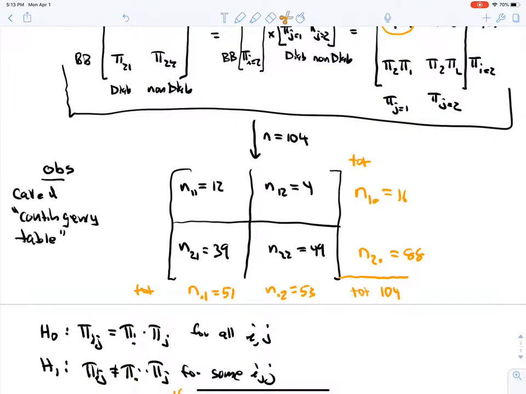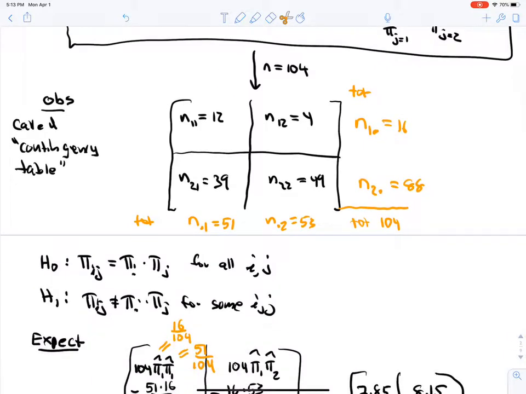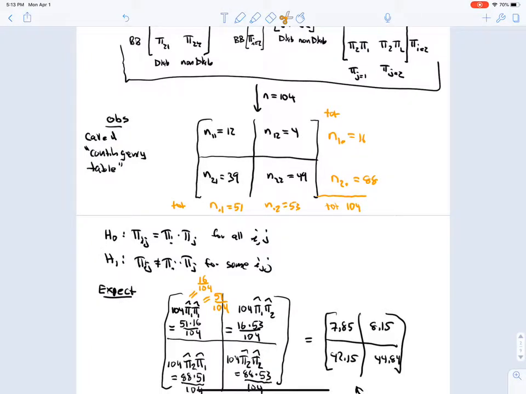So from this box we draw 104. We get our observed or contingency table, as it's called: 12, 4, 39, 49. We can compute totals on the margins, and the null hypothesis is that pi ij is pi i times pi j, in other words, a product of the marginals for all i's and j's, and the alternative is that for some i and j, they're not equal.